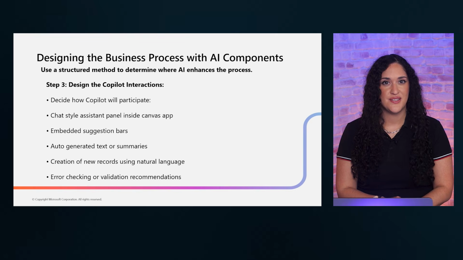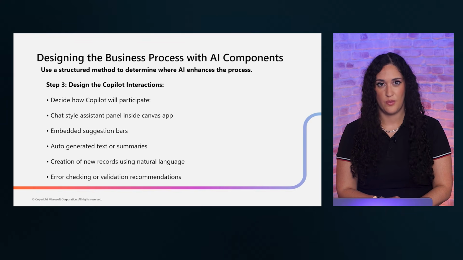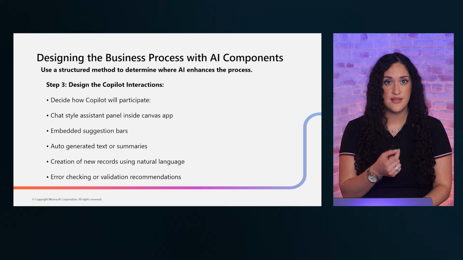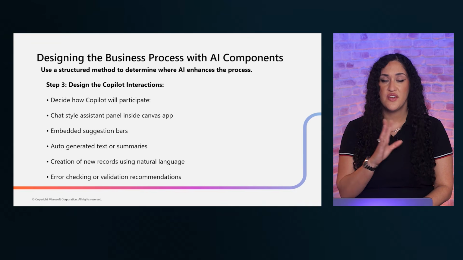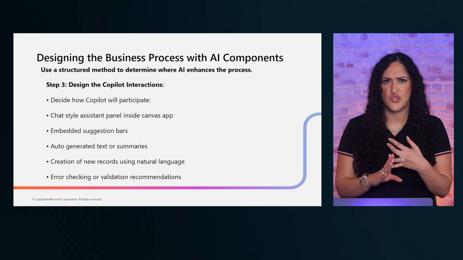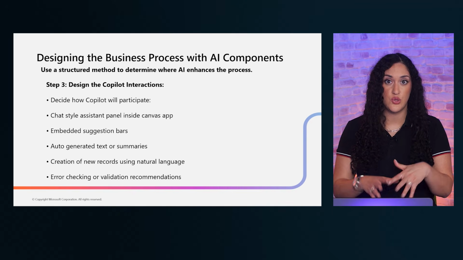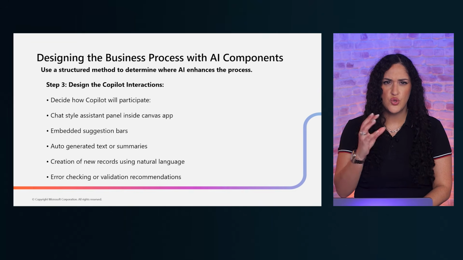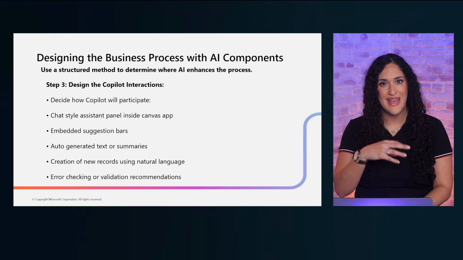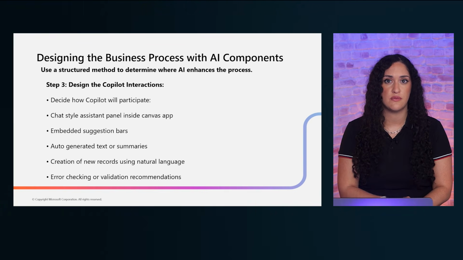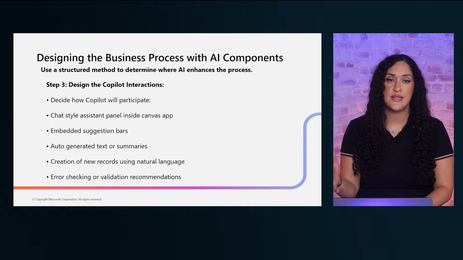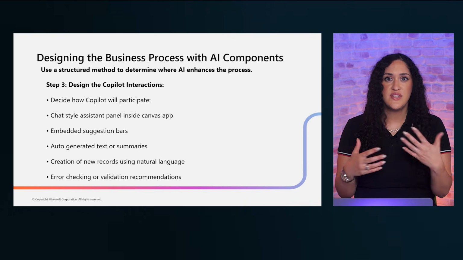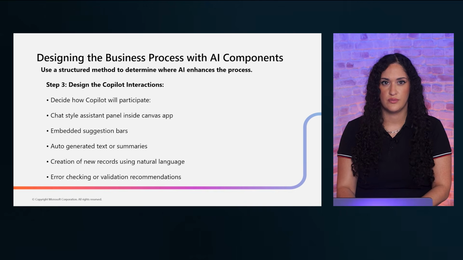Step 3 focuses on designing user interactions with Copilots. The right agent must be available to end users in the right clients at the right time. You have several patterns: chat panels, suggestion bars, auto-generated summaries, natural language record creation, and validation recommendations. So choose interaction patterns based on your specific user personas. A data entry clerk needs different AI interactions than a manager reviewing dashboards, so always design with the end user's workflow in mind.